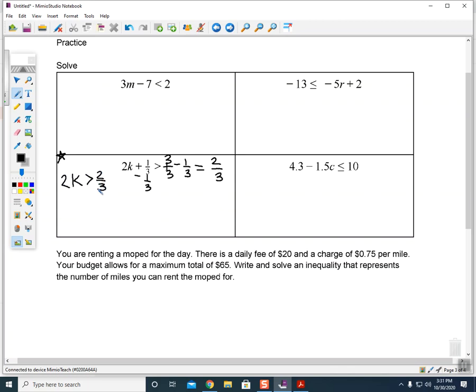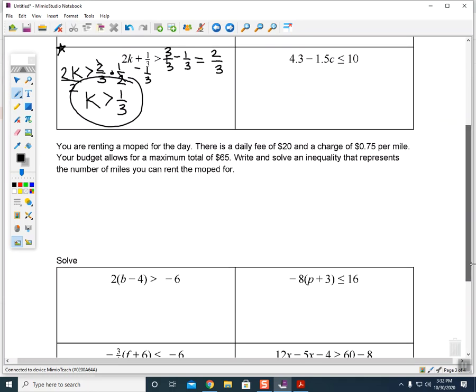To get k by itself, I need to divide both sides by 2. If I divide this by 2, it's the same thing as multiplying by 1/2. These cancel. So then I'm going to have that k is greater than 1/3. I'm going to have you do the other 3 on your own. Let's look at this word problem together.